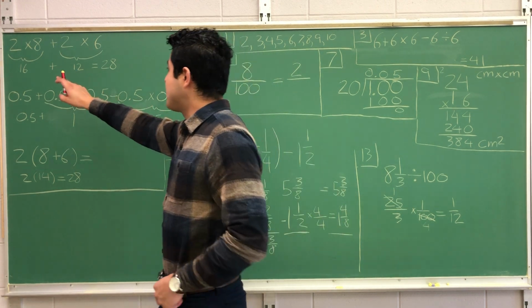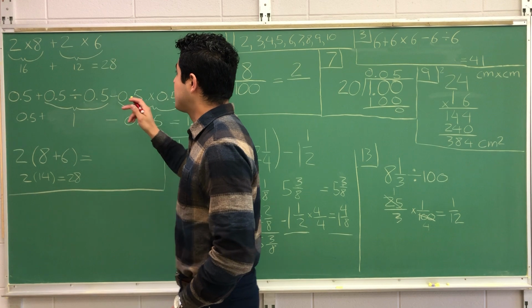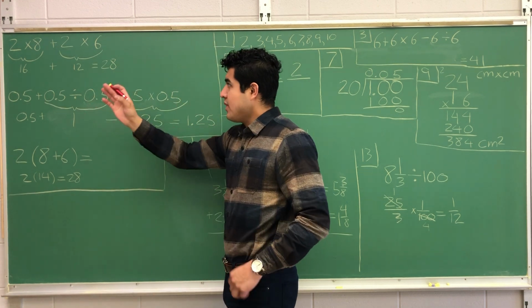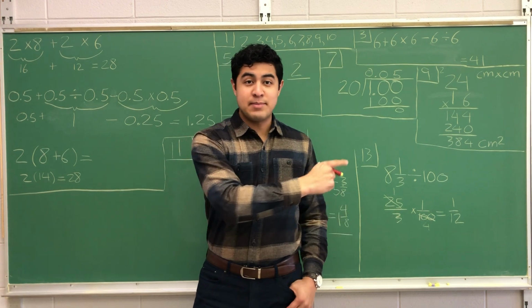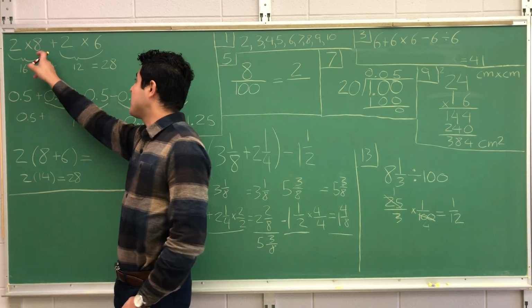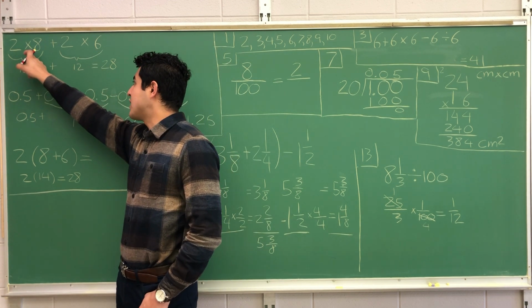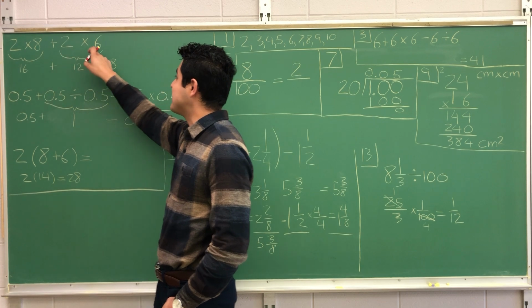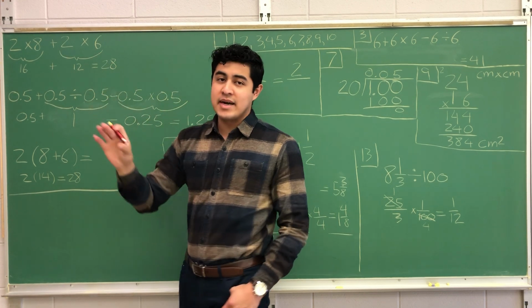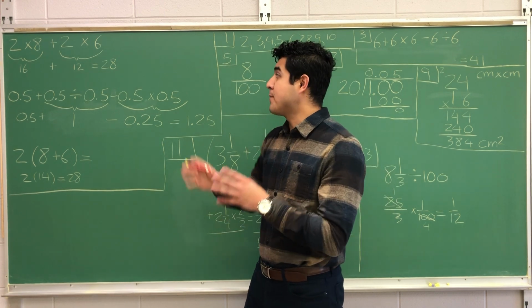We have the problem set up here, 2 times 8 plus 2 times 6. If you just went in order from left to right without paying attention to the steps we just said, you would go 2 times 8 is 16, plus 2 would be 18, and then you would do 18 times 6, which wouldn't give you the correct answer, because we're not going in the standard order of operations.